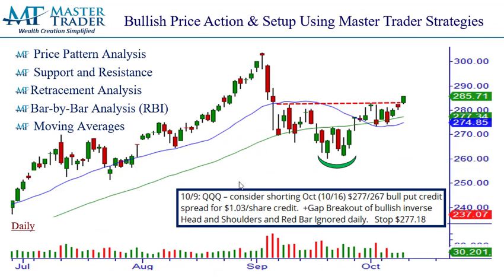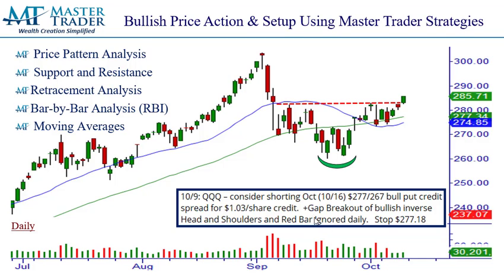Another one here, the Qs. And this one, we did another put spread. Don't focus on it being a bullish inverse head and shoulders, even though it is. You can see my description here to our subscribers. We're going to sell this $10 wide put spread. It's a bullish gap breakout of a bullish inverse head and shoulders, and red bar ignored on the daily. This ugly red bar right here that I've been talking about 4 days ago.